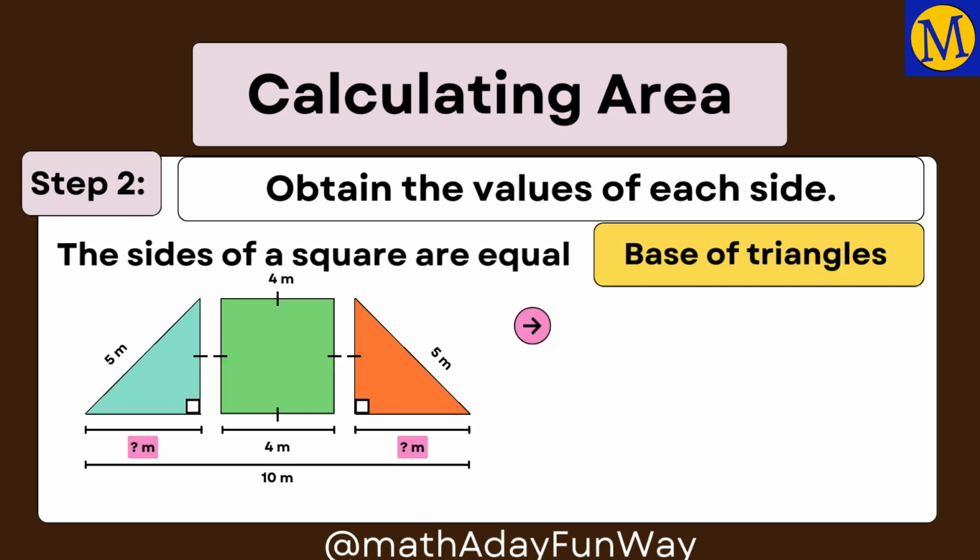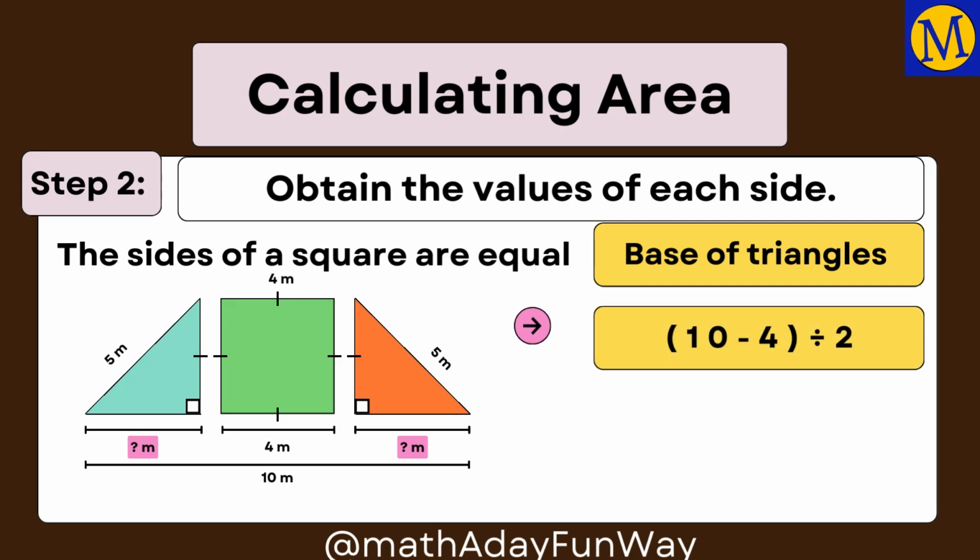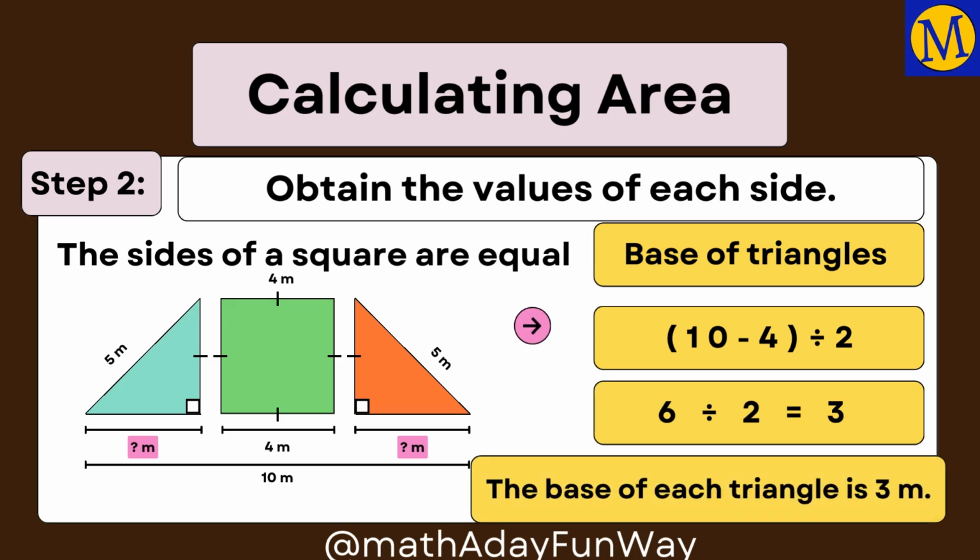Let's find the base of the right triangle. Total length of the shape, 10, minus the side length of square, divided by 2. We get base of the triangles as 3 meters each.